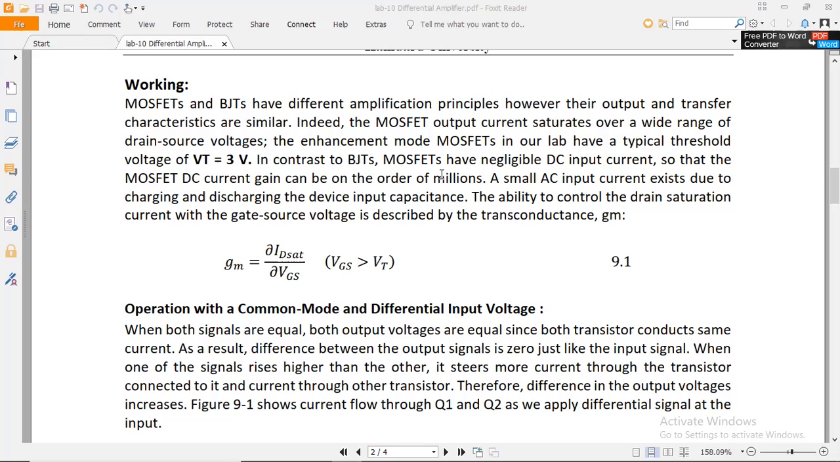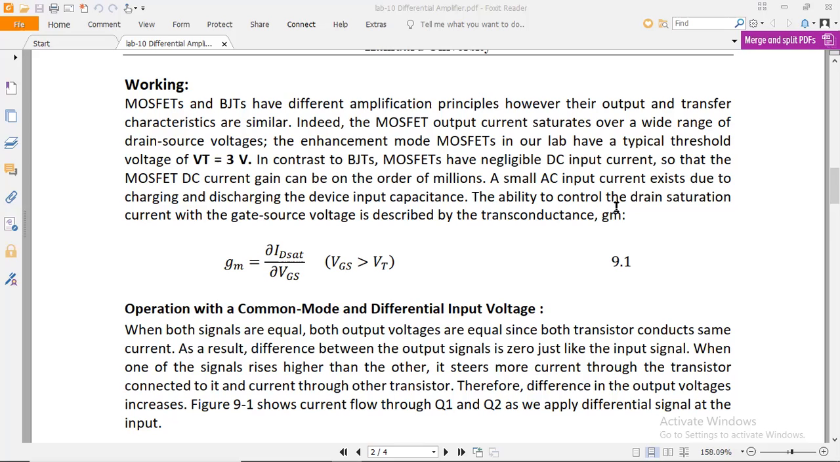In contrast to BJTs, MOSFETs have negligible DC input current, so the MOSFET DC current gain can be on the order of millions. A small AC input current exists due to the charging and discharging of the device input capacitance. Capacitance can be charged and discharged, and this impacts the current gain. Capacitance has the capability to charge and discharge and restore energy multiple times a second.